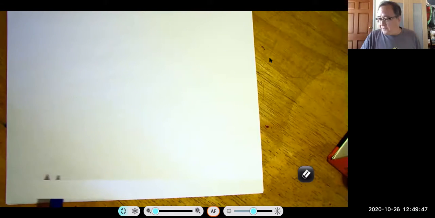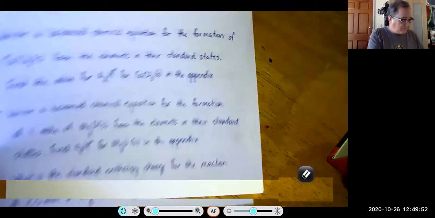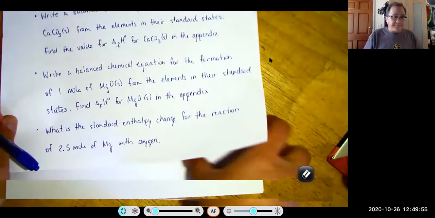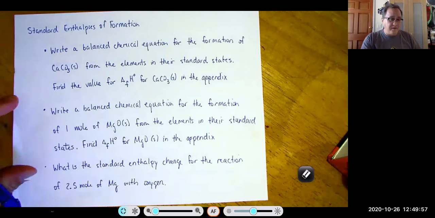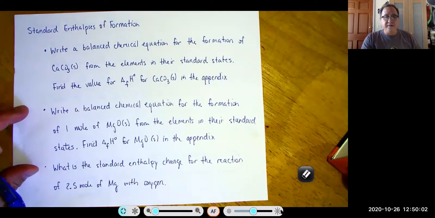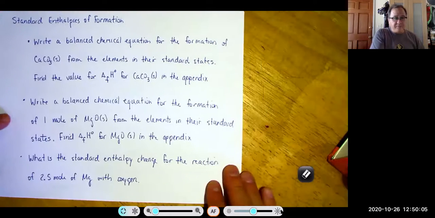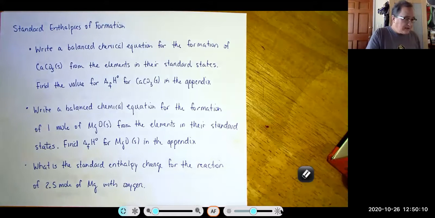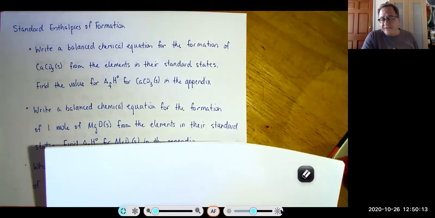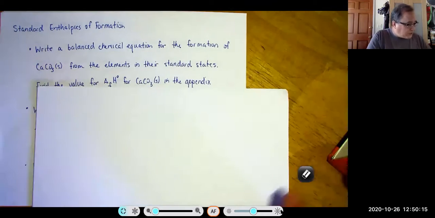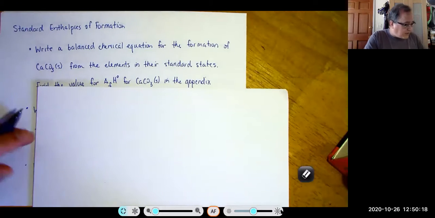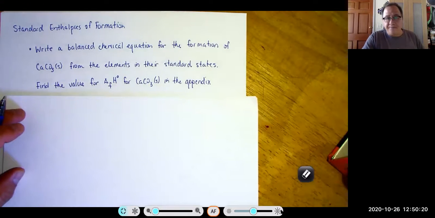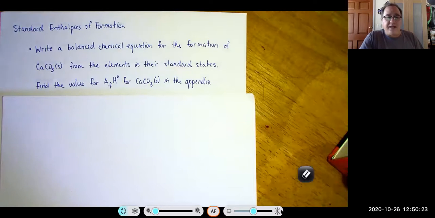Okay, then in the last few minutes of class, I want to talk about standard enthalpies of formation. So we're going to look at these problems here. Standard enthalpy of formation. So this is the amount of change in enthalpy for standard formation of a substance. So to do this, you have to understand what the standard state is for all the elements.